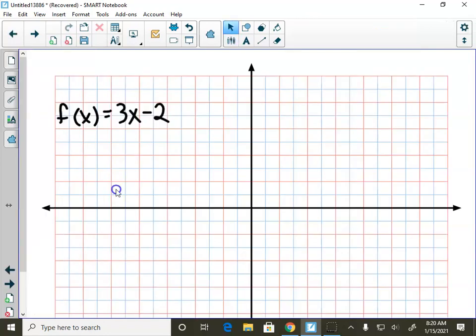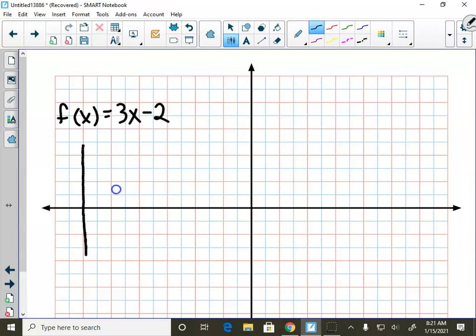Now this function is f of x is equal to 3x minus 2. And this is the way it would be presented to you. So from this, what you're going to do is make a table of values. Now there's a couple different tables you can make. I know starting off, I teach my students to make this in 3 columns.